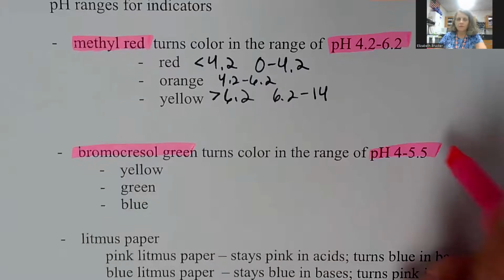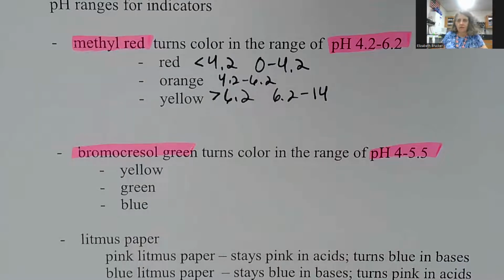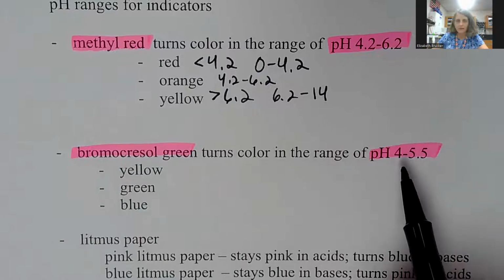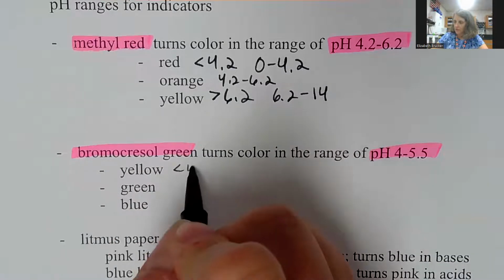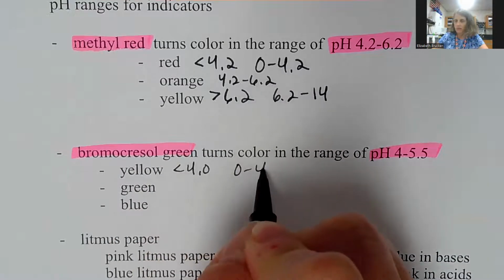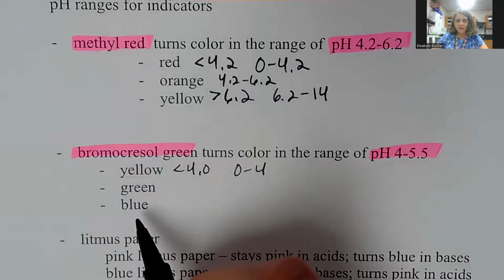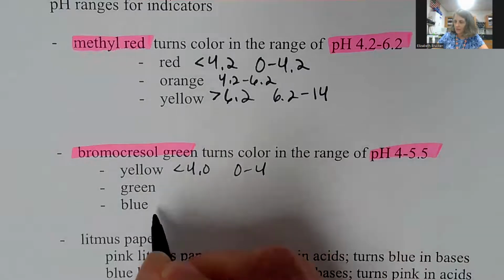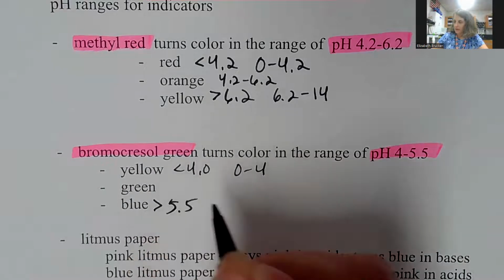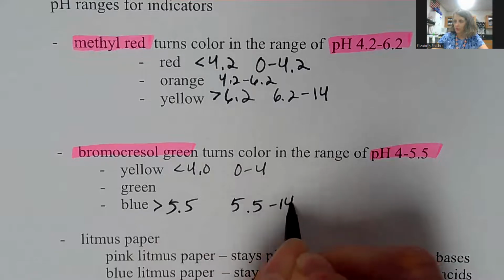It changes between 4 and 5.5. Again, the colors will be given to you. Yellow would mean you're at the bottom end of this range, so I am below 4, or I could say I'm between 0 and 4. If it is blue, that's the outer edge, which is 5.5, so greater than 5.5, or you could say 5.5 to 14.